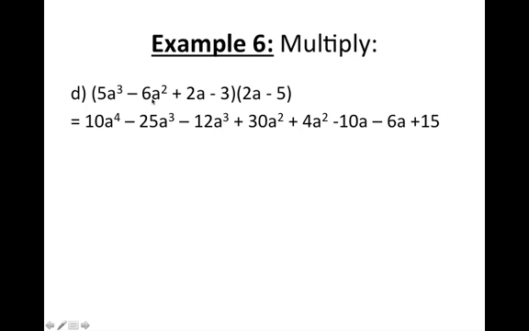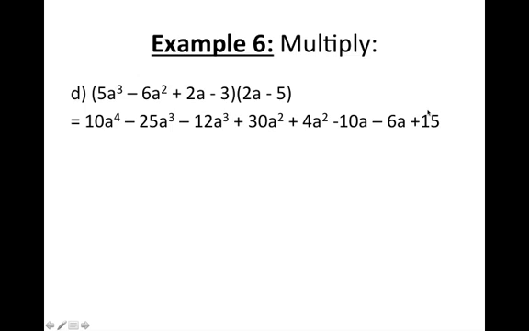Then we're going to do the same thing with negative 6a squared. When we multiply by 2a, we get negative 12a cubed. When we multiply by negative 5, we get plus 30a squared. Now we're going to distribute the 2a, so we'll get 4a squared minus 10a, and now we'll distribute the negative 3. So negative 3 times 2a gives me negative 6a, negative 3 times negative 5 gives me 15.